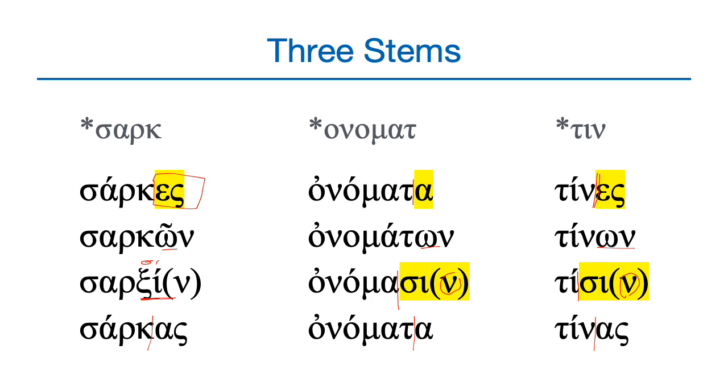And then you have saksin. You know what happened here in the plural? The dative plural ending is sigma iota. The sigma joins with the kappa to form xi, and then the iota stays. Saksi, and then onomasi. This is the dative plural, and then tisi. Remember, this nu is called movable nu because you can either have it there or not have it there. In the accusative plural, you have sakas for masculine and feminine, onomata for neuter, which is the same as the nominative, and then tinas for masculine and feminine.